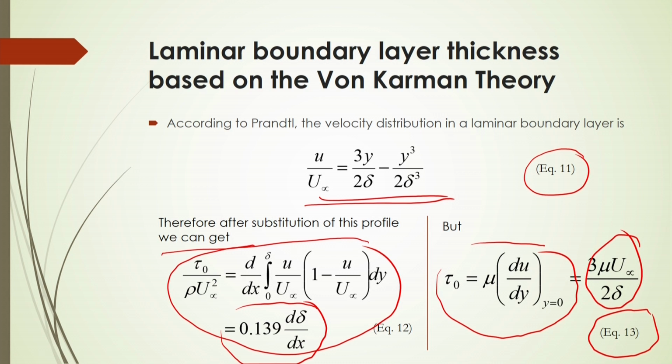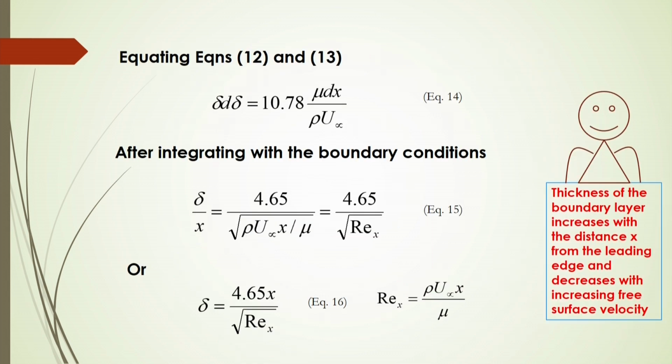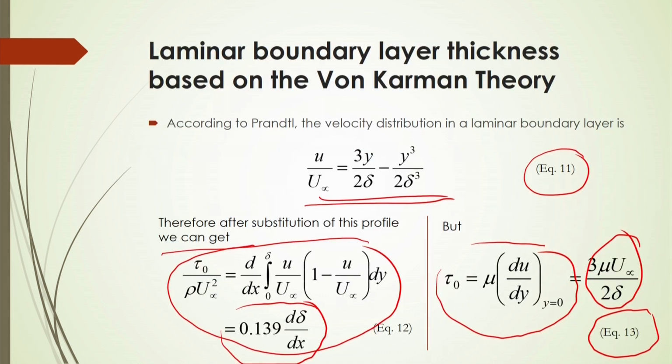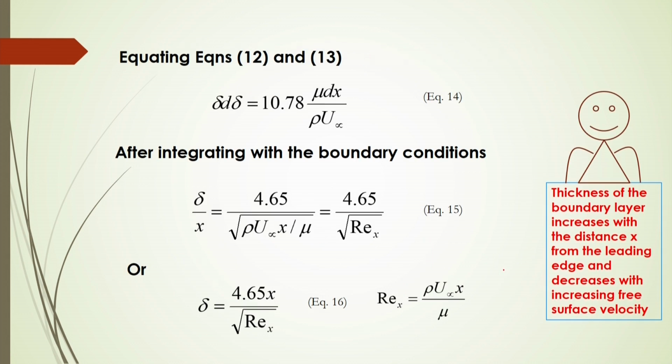Now, equating equations 12 and 13 shown here, we get how the boundary layer thickness changes with respect to x. So, we get delta into d delta equal to 10.78 into mu dx by rho u infinity, as given in equation number 14.